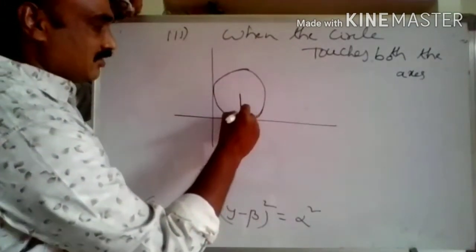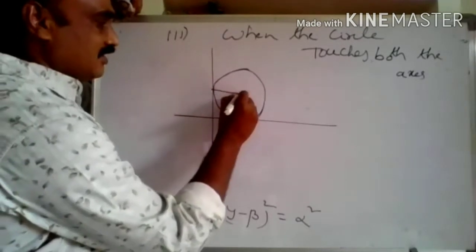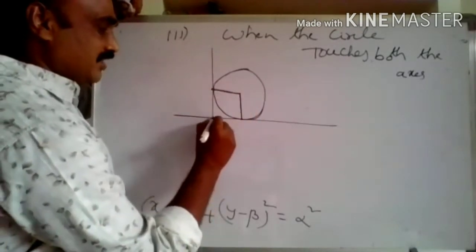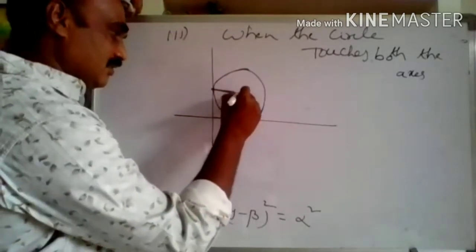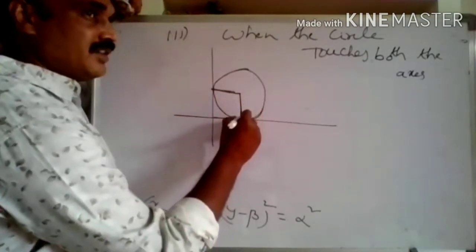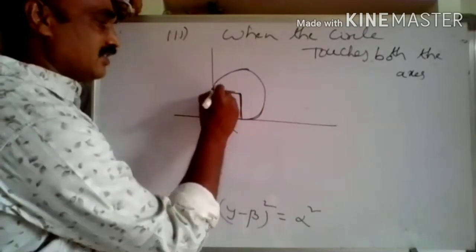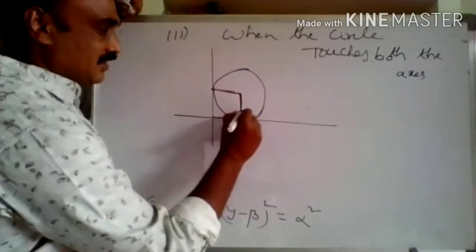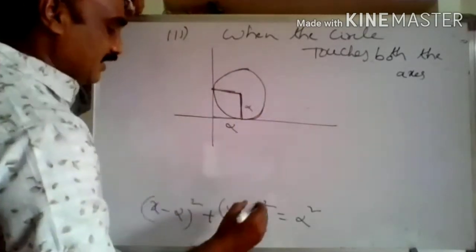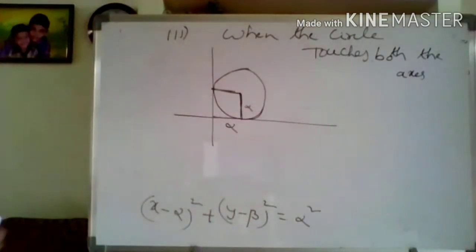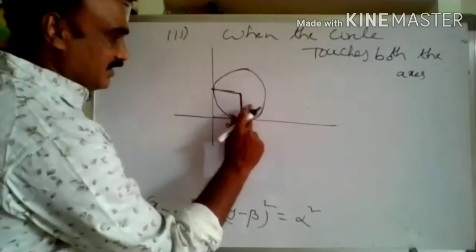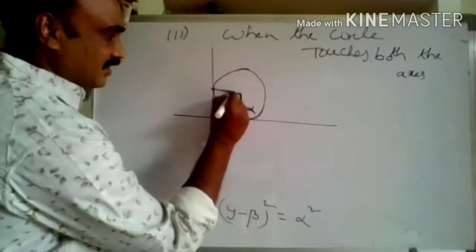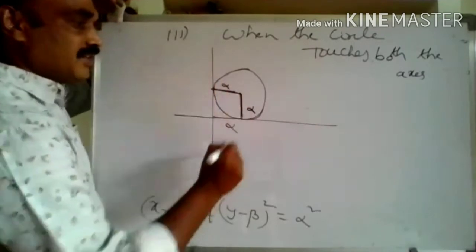So this distance is equal to the radius. This distance is also the radius. Suppose this is alpha. This is also the radius, and this is also alpha. Therefore the center is here. Suppose the radius is equal to alpha; this is also the radius, so this is also alpha.